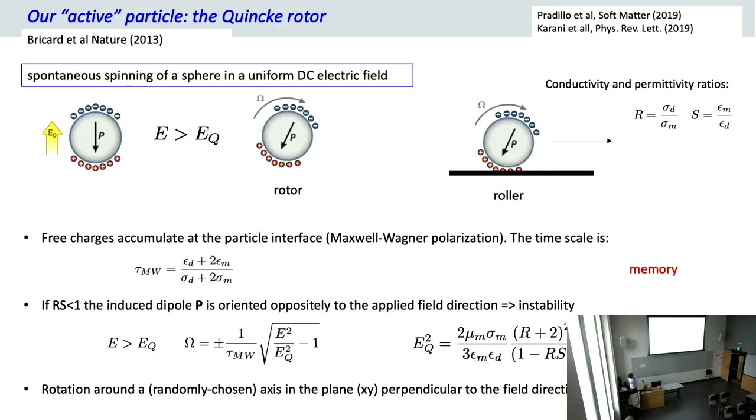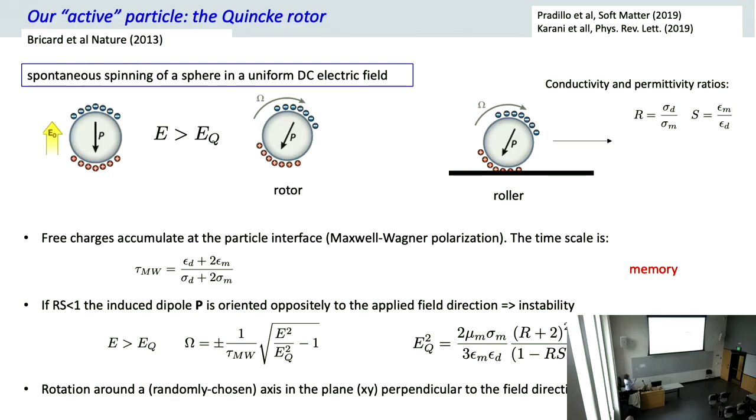You have a base state: when you turn the field on, the particle polarizes. Since it's exposed to an electric field, ions accumulate on the surface. There is an induced dipole. This is physics 101, but you have this induced dipole that is anti-parallel to the field, and everything is symmetric. They're all collinear. However, above a critical electric field, this spinning actually occurs. Suddenly the dipole becomes tilted relative to the electric field, and it is steadily tilted.